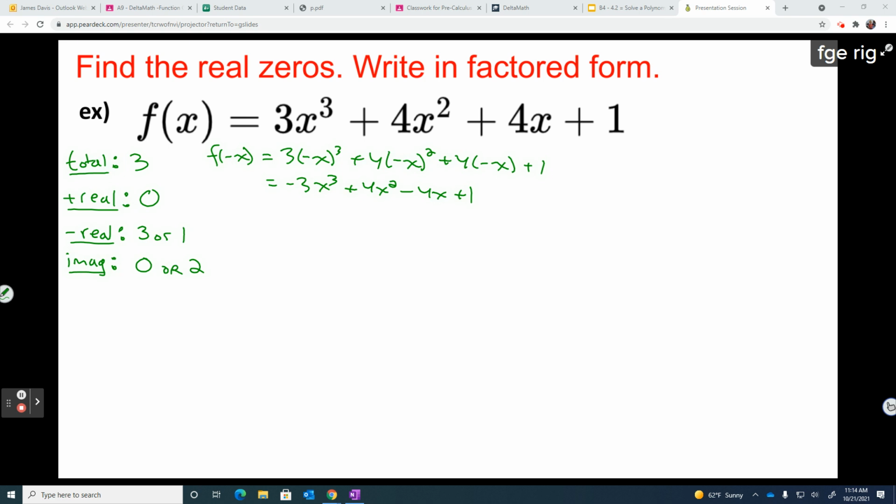All right, now let's see our possibilities. The list is pretty short on this of possible ones. So we want to do our P, which is the factors of 1, which is 1. Q is the factors of 3, which are only 1 and 3. So then our list is pretty short. We're just going to do 1 over 1 and 1 over 3, or plus or minus. Plus or minus 1, plus or minus 1/3.